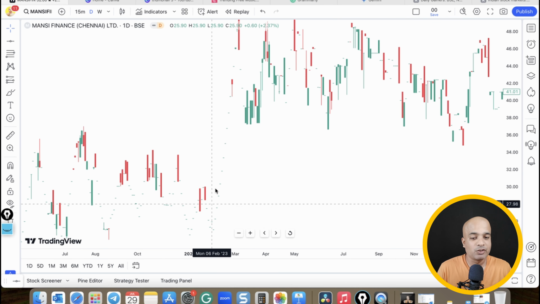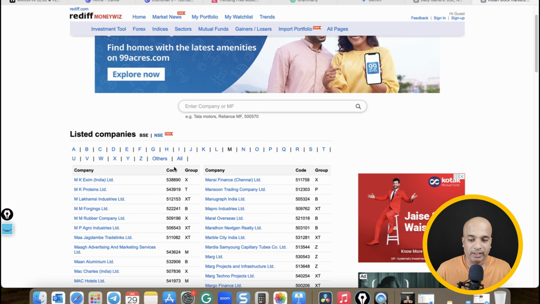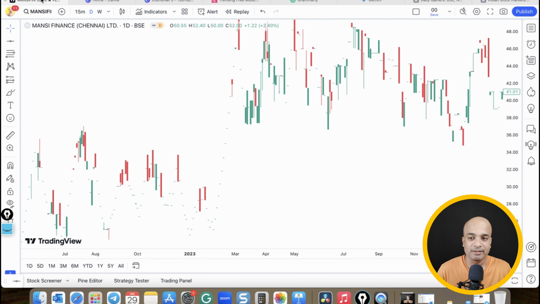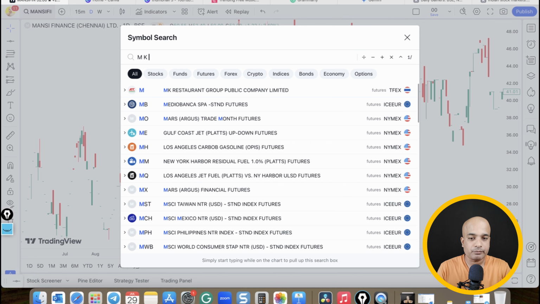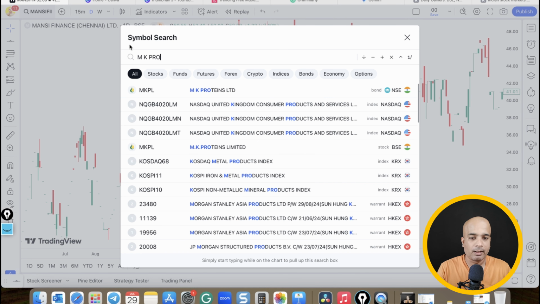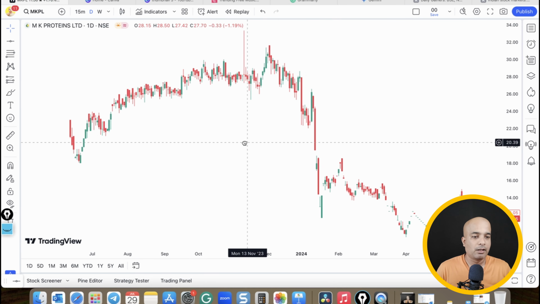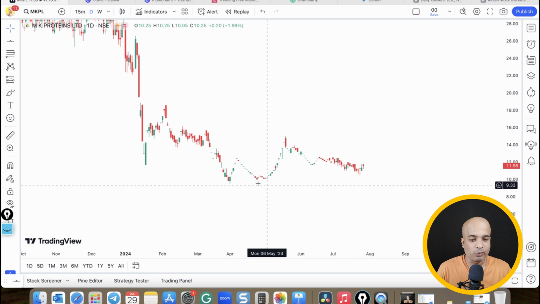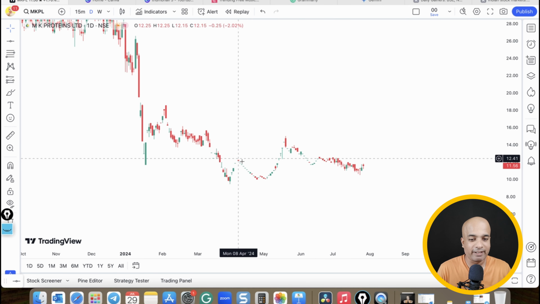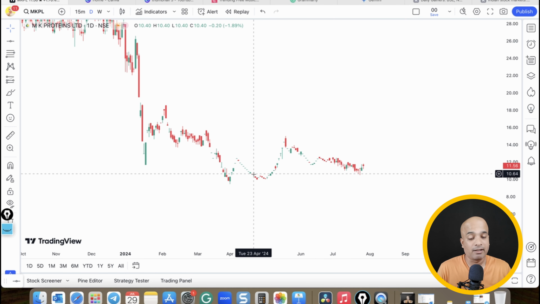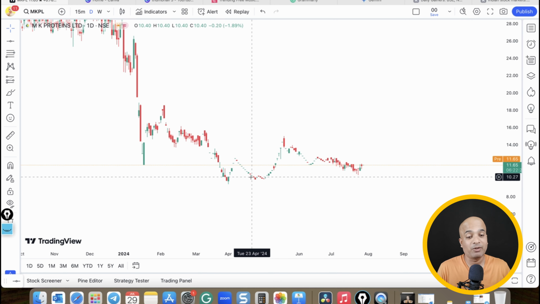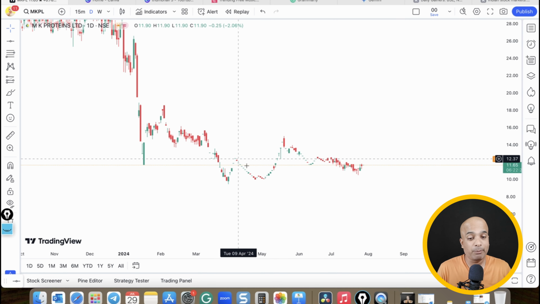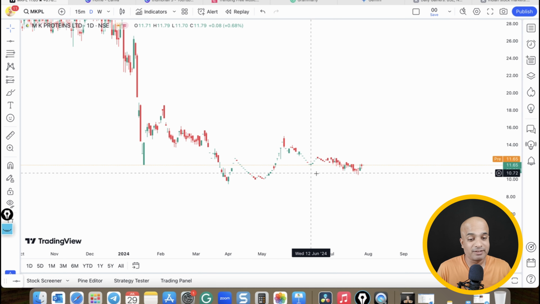See here, there is no trading activity on these days. There will be many companies like this. For example, if I go to some other companies like this, see here also the price action is not very smooth, right? See here, there is no trading activity. Suppose you got a very good trade opportunity, you might have taken the trade, but you may not be able to close your position. That is the reason I always avoid these kinds of stocks.